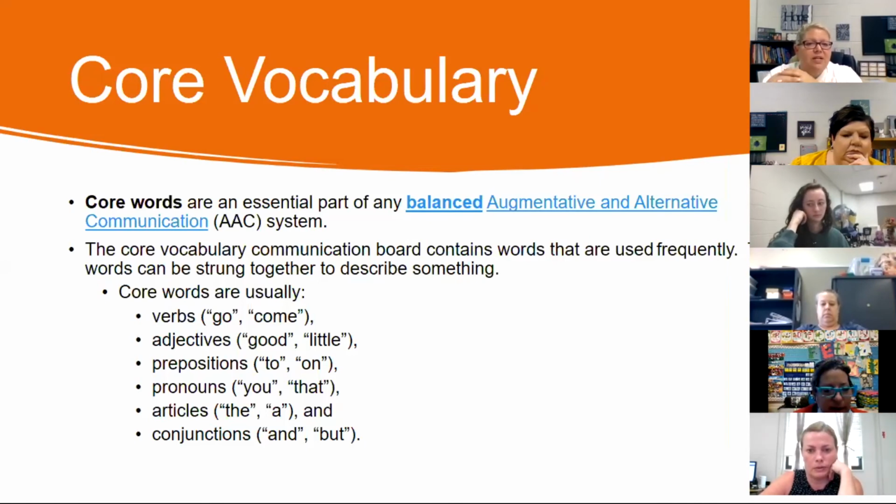So learning to describe that is important. The core vocabulary communication board contains words that are used frequently, and those words are strung together to describe things. So it's usually verbs and adjectives, prepositions, nouns, articles, conjunctions. Those things are on the core words. So I would encourage all of you to really focus on some core words in your classroom.